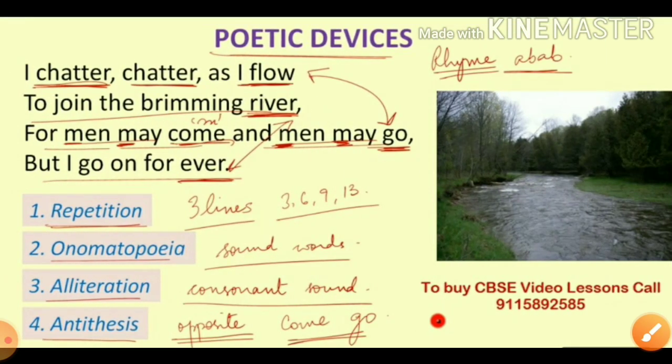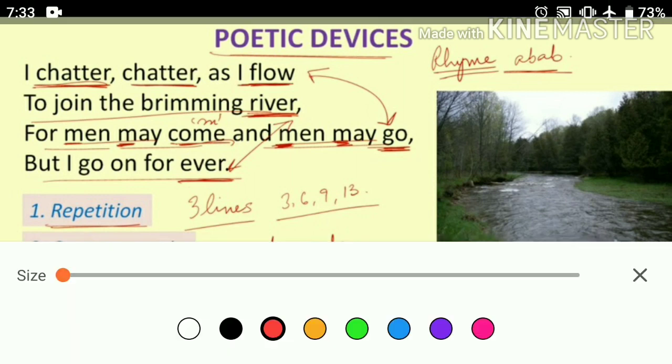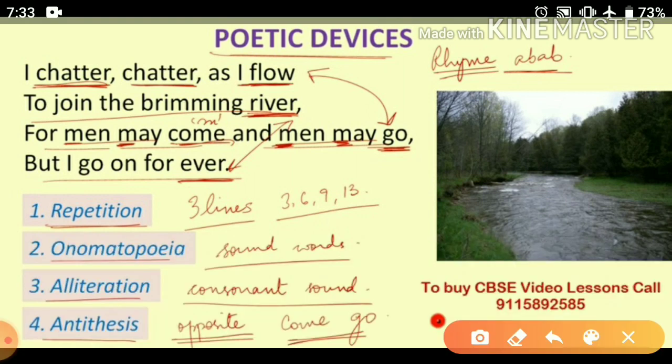Now see the poetic devices used in this stanza. The first poetic device is repetition. Repetition, you know, is when the same word is used again and again, or the same line, right? And you can see repetition in the first sentence, chatter. The word chatter has been used consecutively in the first sentence. I chatter. This is called repetition. And the repetition you can also see in this line, men may, right?